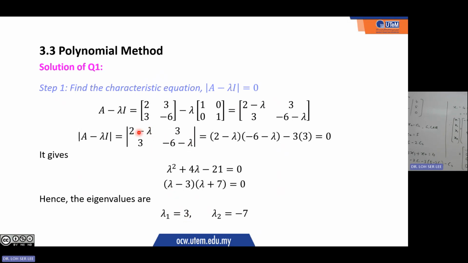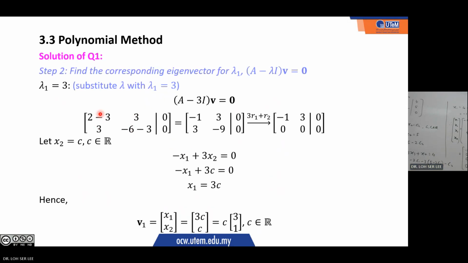So you get 2 minus 3, and negative 6 minus 3. Then you get this, and this is a linear system. The right-hand side vector is the 0 vector, so that's why you get all zeros on the right. Then simplify, and you get this augmented matrix. Then you need to row reduce the matrix to get REF.